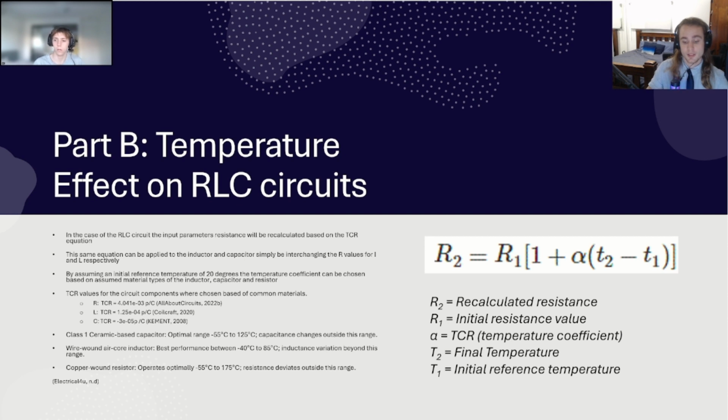0.00003 per degree Celsius. They each have their own optimal temperature range, with the inductor having the minimum optimal temperature range of negative 40 degrees Celsius to 85 degrees Celsius. These TCR values are crucial for temperature compensation strategies, ensuring stable circuit performance across varying temperatures.